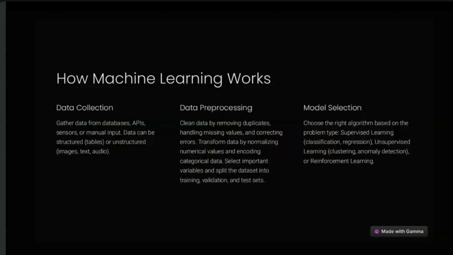Sometimes the values are repeated, like on two places the same person's name is coming. For that we use removing the duplicates, handling missing values, finding which values are missing, and transforming the data, normalizing numeric values, and encoding categorical data. Categorical data means point values, fraction values. Select important variables and split the dataset into training, validation, and test cases.